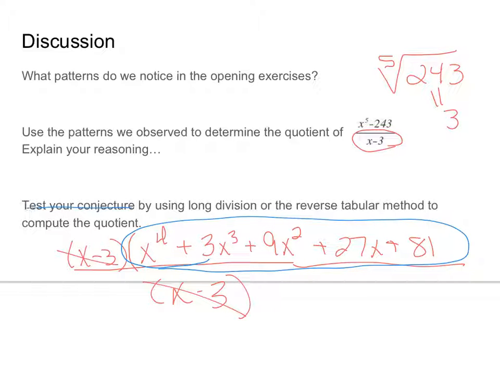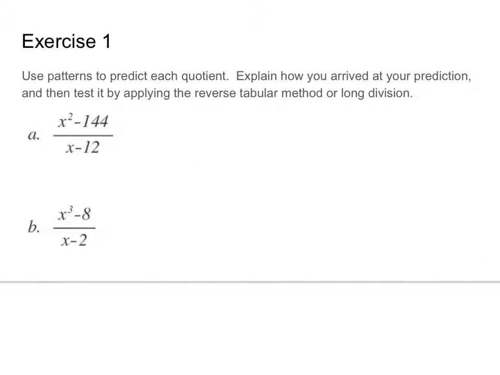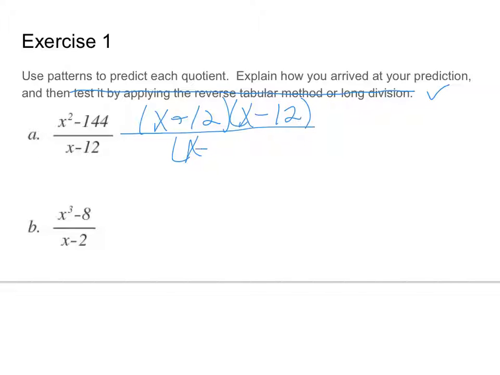Okay, we don't need to test our conjecture because we did our conjecture and we figured it out, and we actually looked at it on the last problem, which was a lot of fun. Okay, exercise 1. Use the patterns to predict each quotient. Explain how you arrived at your prediction, then test it by applying the reverse tabular method. You guys are good, okay? I don't need you to do work just to do work. We know what we're doing here. This first one is difference of squares, x plus 12, x minus 12 over x minus 12.